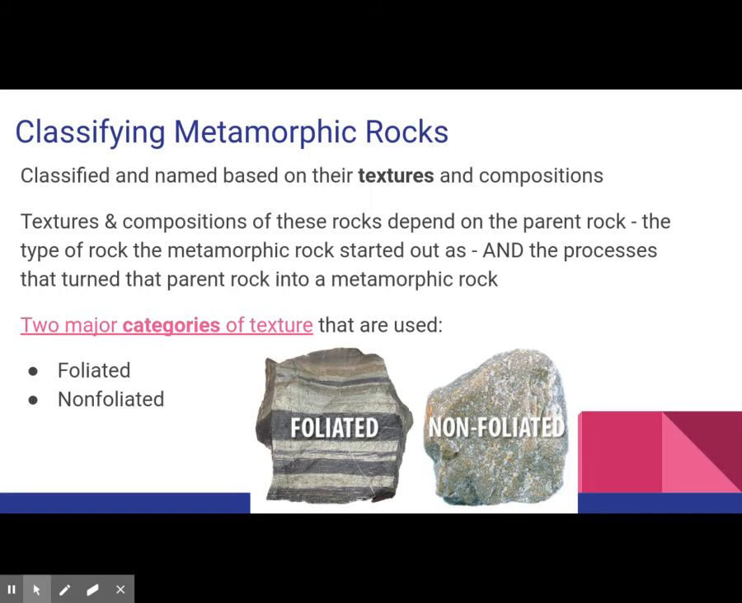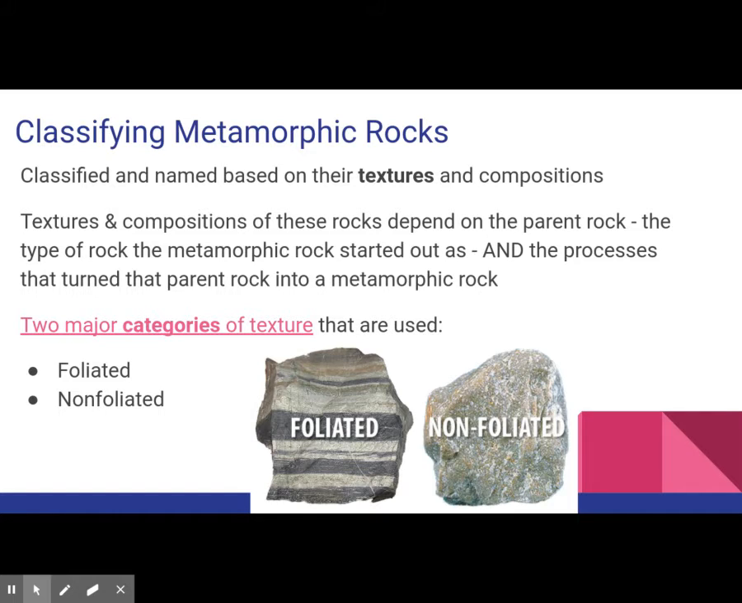So metamorphic rocks are classified, and their name is based on their texture and their composition, just like igneous rocks, those two things. It's going to look a little different because they use some different terms here, but it's going to be sort of the same classifying process based on texture and composition. Composition means what it's made of.